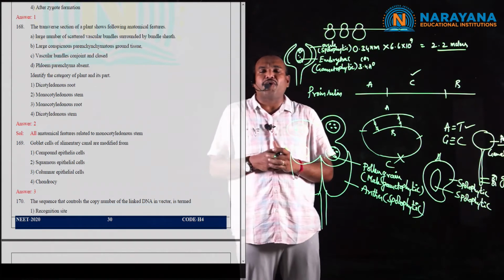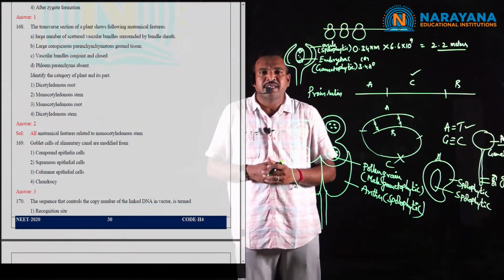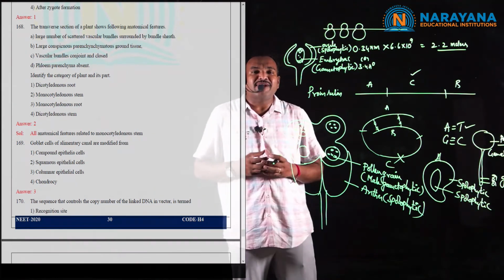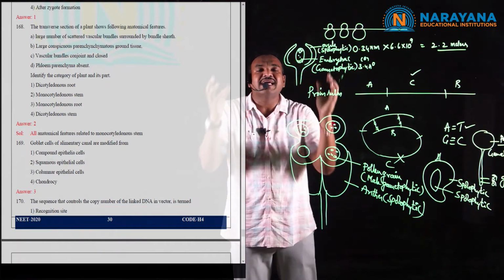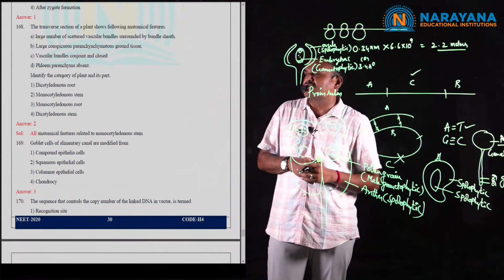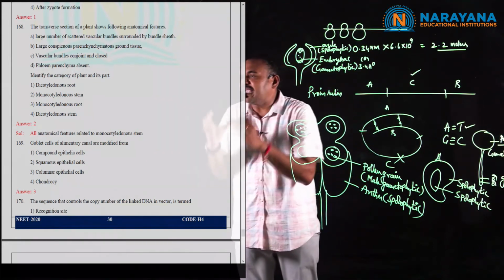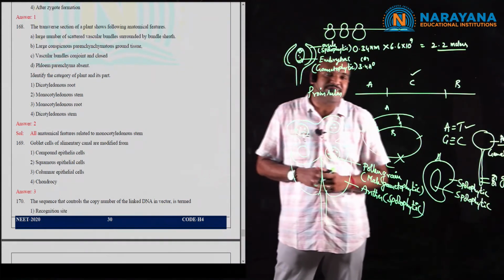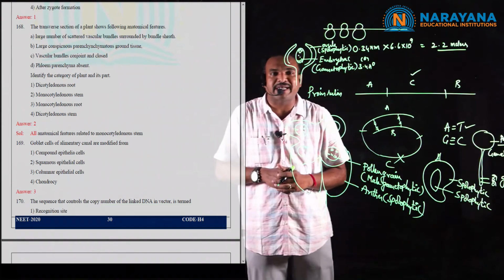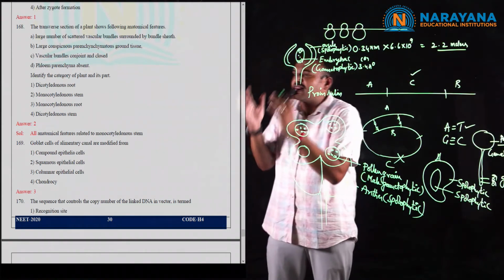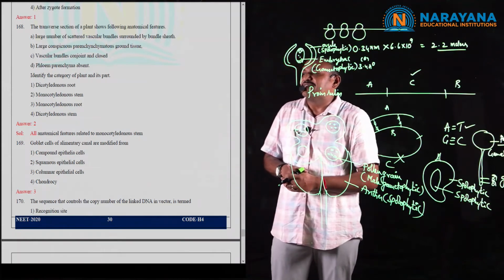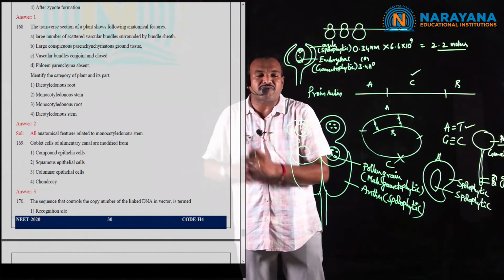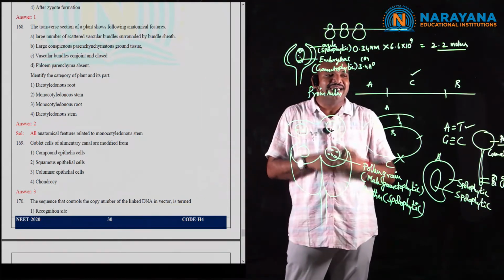What is the meaning of open and what is the meaning of closed? Open means in between the xylem and phloem, cambium is present. Closed means in between the xylem and phloem, cambium is absent. That statement also belongs to monocot stem. And D option, that is phloem parenchyma is absent. Yes, in case of monocot stem, phloem parenchyma is absent. That means all the above mentioned statements are related with the monocotyledonous stem. That means the right option for question number 168 is second option.